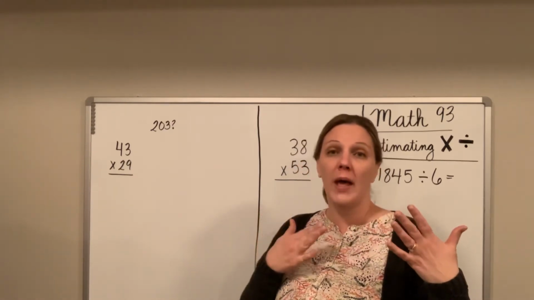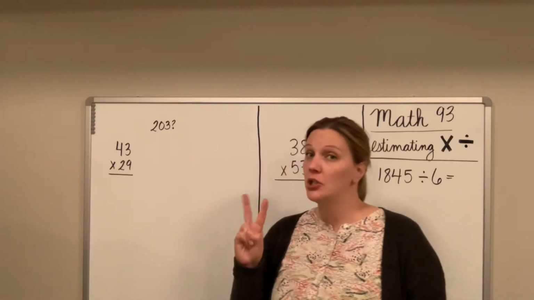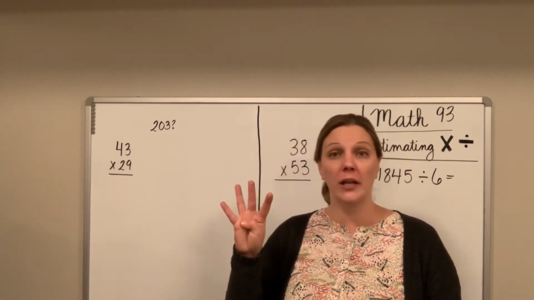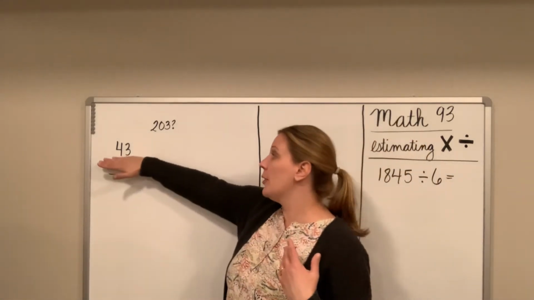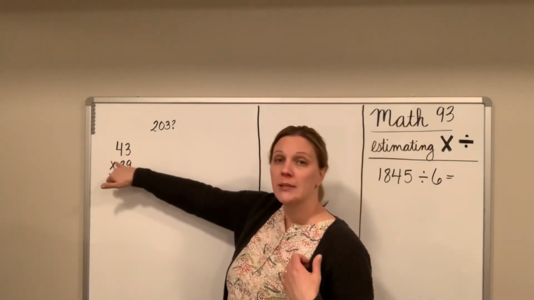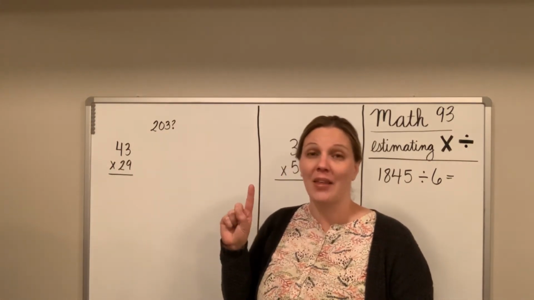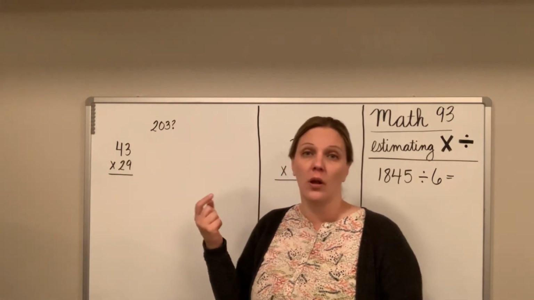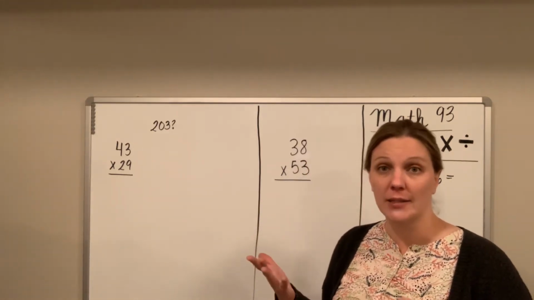So 1, 2, 3, 4, 5, 6, 7, 8, 9, we would just leave alone. But when we get to 2, 3, or 4 digit numbers or higher, we're going to round. So if we're looking at a 2-digit number, we're going to round it to the tens place. If we're looking at a 3-digit number, we usually round to the hundreds place. And that's often the case as well for 4 or higher. We may just round to the hundreds place to kind of give us a good estimate.